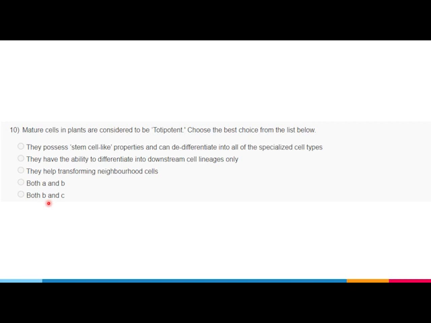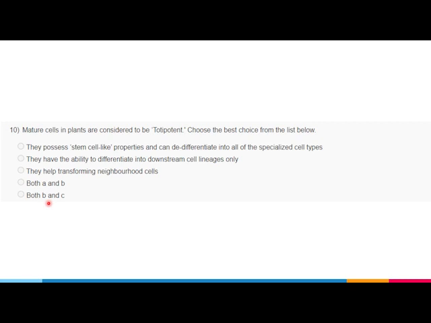Priya says it is C, they help transform neighborhood cells. Niranjana says it is A. Sakshi also says it is A, that they possess stem cell-like properties and can de-differentiate into all specialized cell types. Dr. Rajesh also says A. Priya changes her answer to both A and B: they have the ability to differentiate into downstream cell lineages only and have stem cell-like properties.